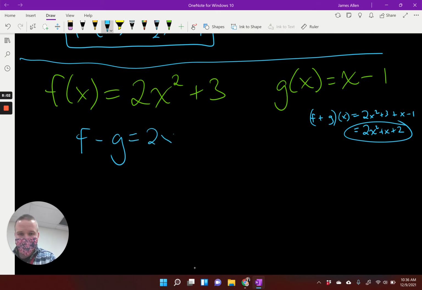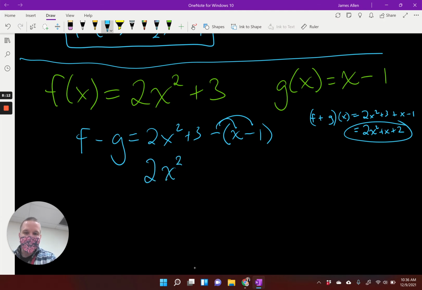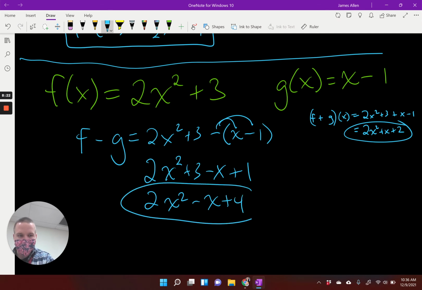So I'm going to have 2x squared plus 3 minus, and then I'm going to throw some parentheses around that so that I remember to distribute my negative, and I get 2x squared plus 3 minus x plus 1 in this case, and I get 2x squared minus x plus 4 as my final answer.